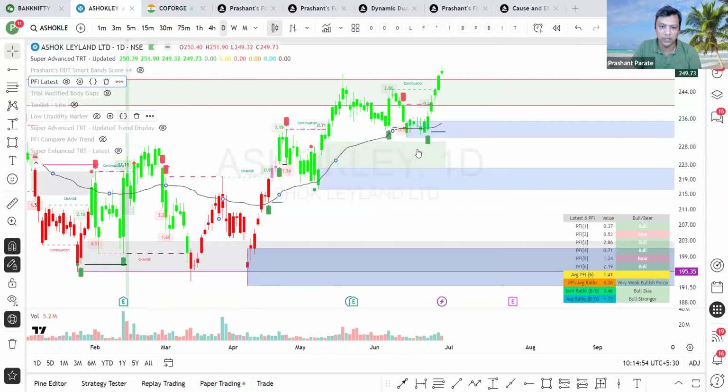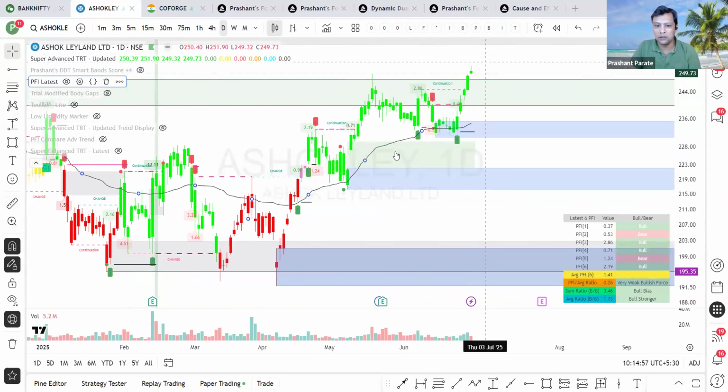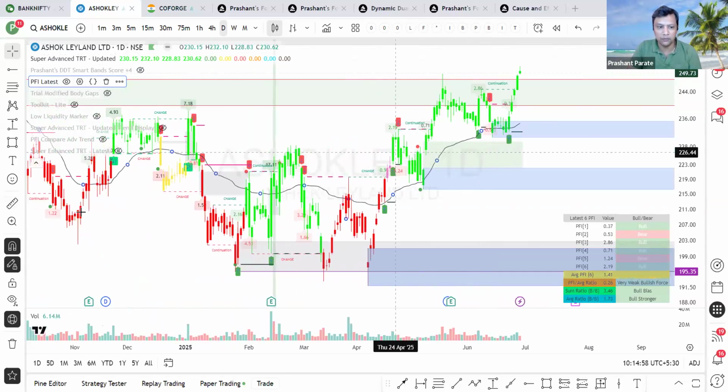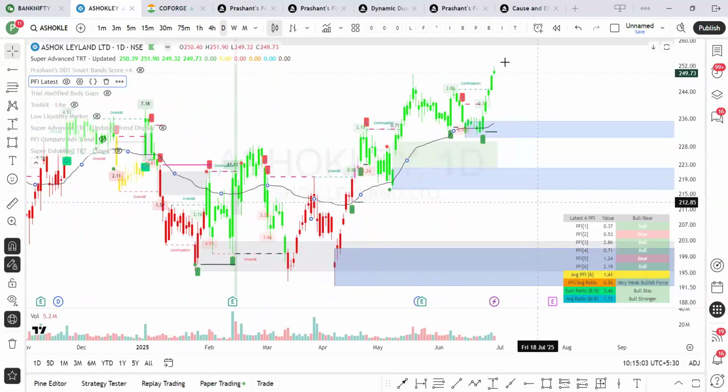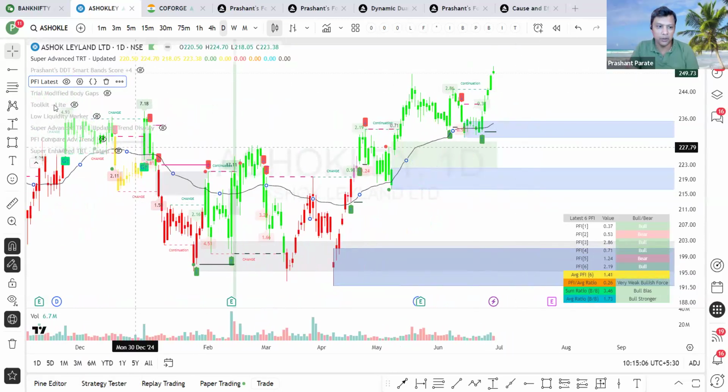Therefore, this is very strong buying PFI, and it is at a location from where prices are likely to keep moving higher. We may see smaller retracement, and again it may go up.